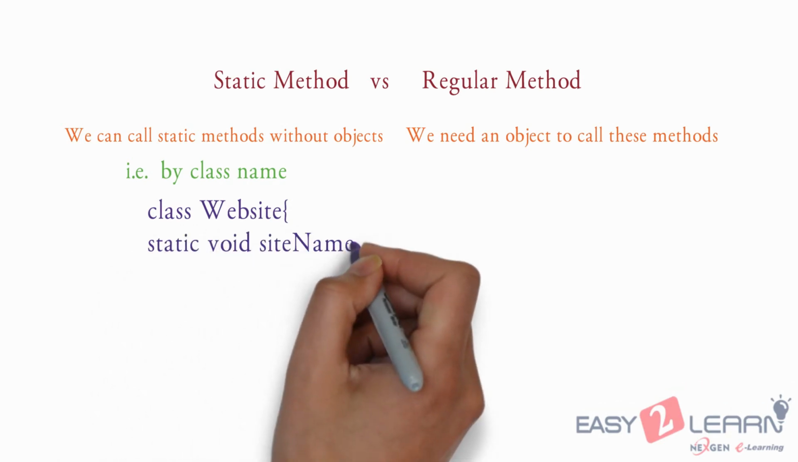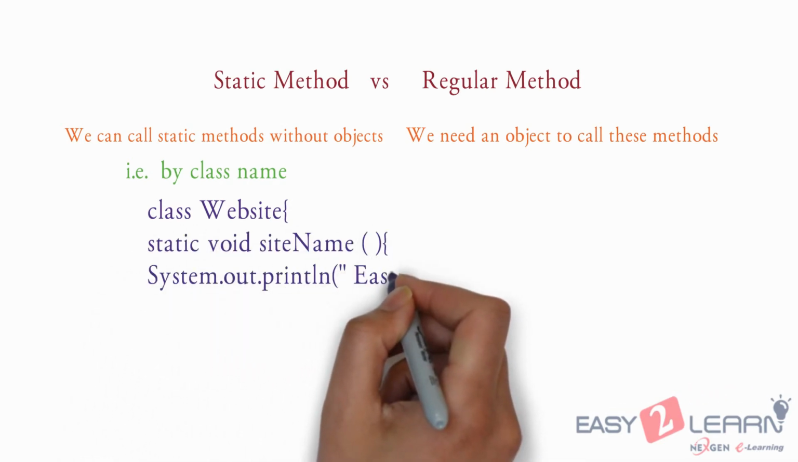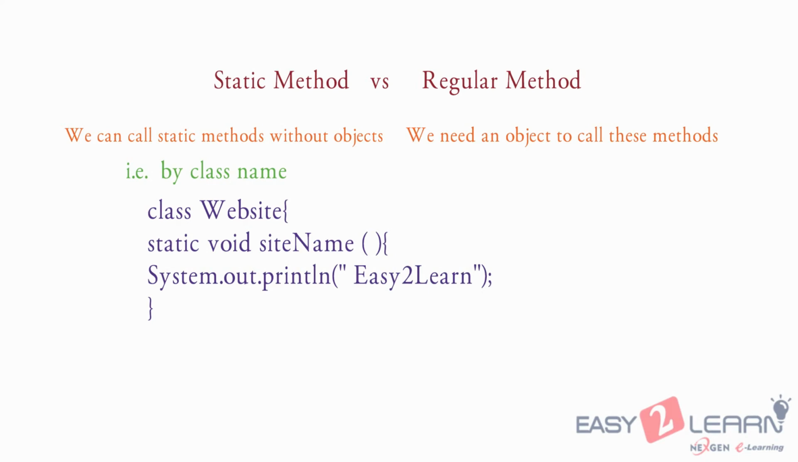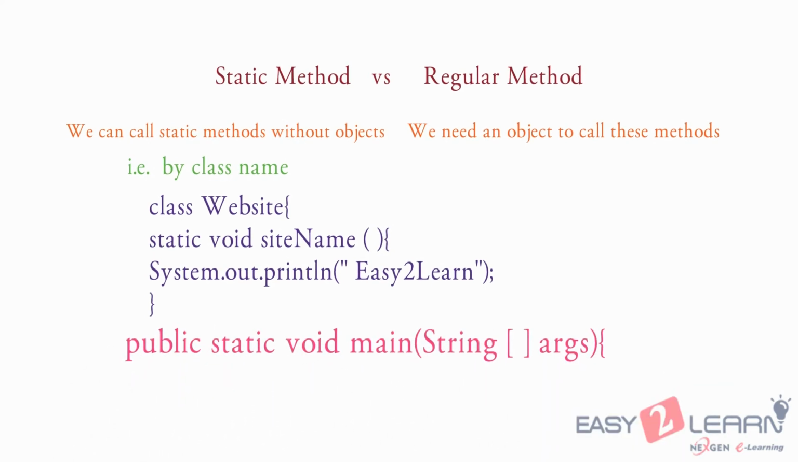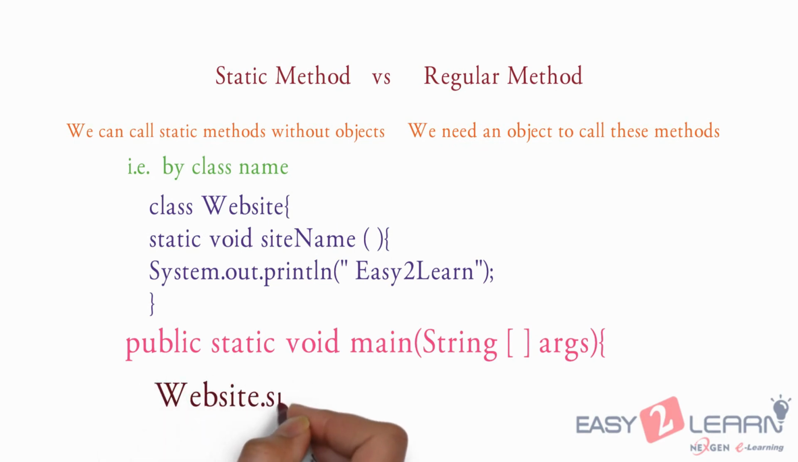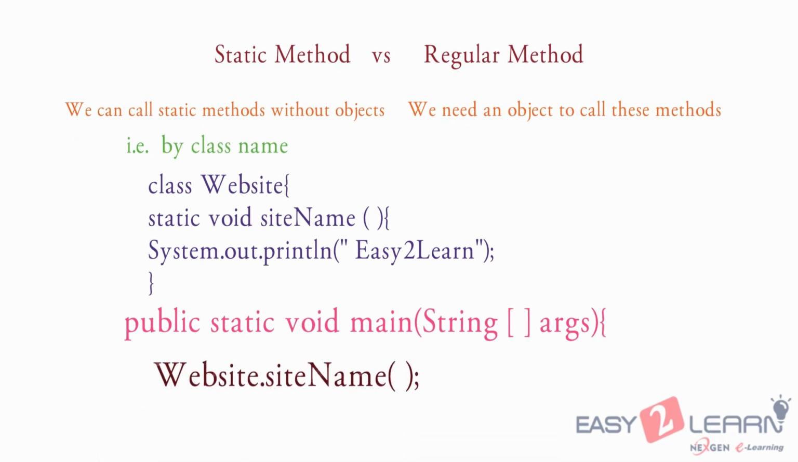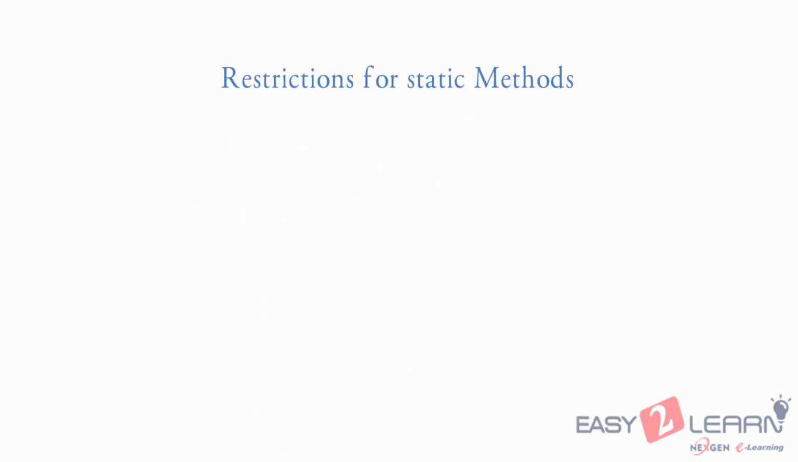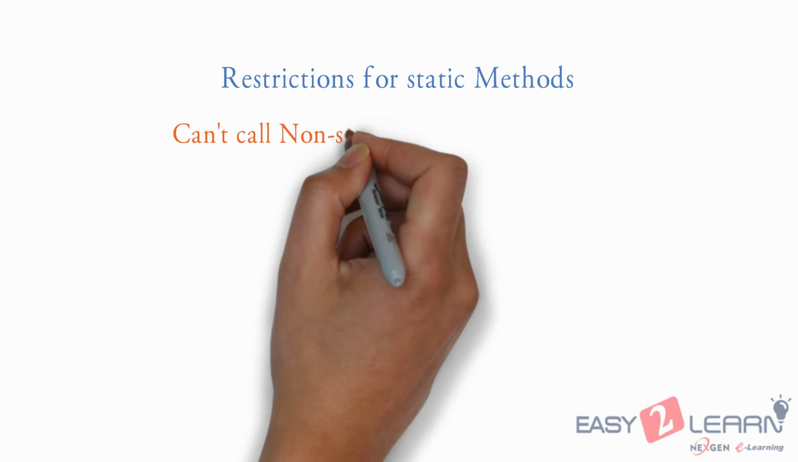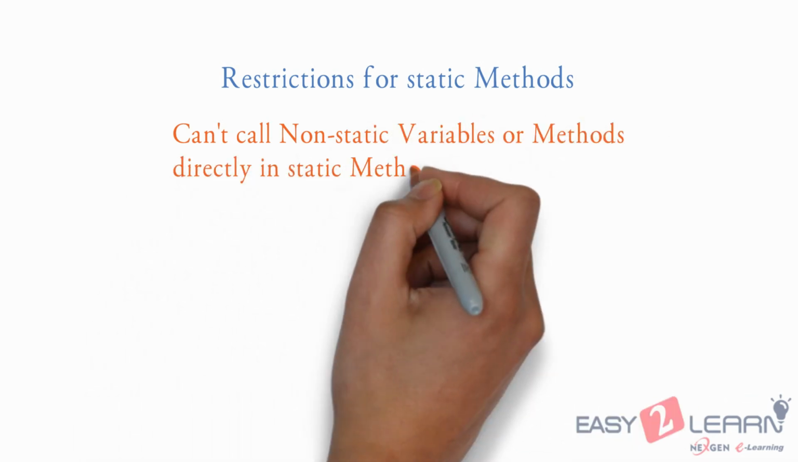Here I defined a class Website and also a static method sitename. So in order to use that, I simply can write Website.sitename. Let us now look at the restrictions for static method, that is, where we can use it and where we can't use it.